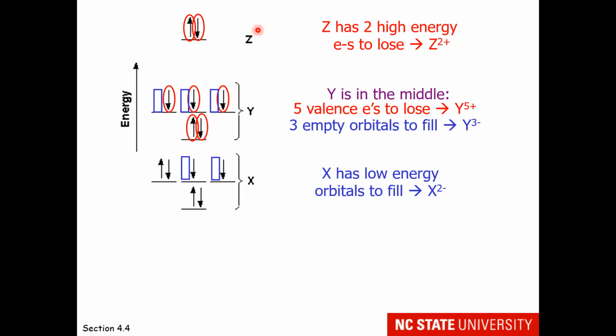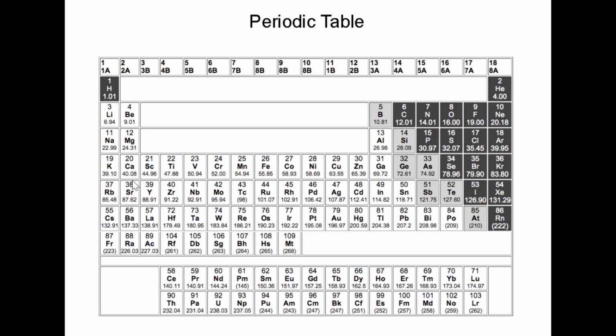If you want to relate these valence diagrams to actual elements, let's go visit the periodic table. Z is probably something like calcium with 2 high-energy valence electrons. Y would be something in group 5, so maybe it would be nitrogen or phosphorus, something with 5 valence electrons. And X has 6 valence electrons, so this would be something like oxygen or sulfur.